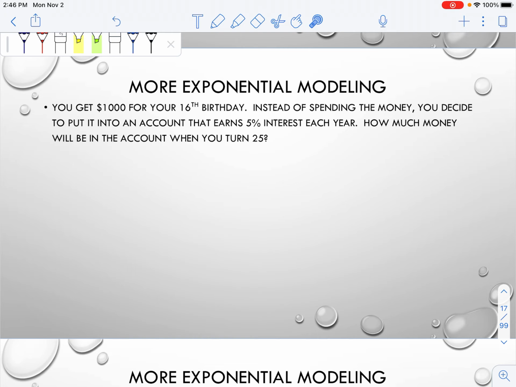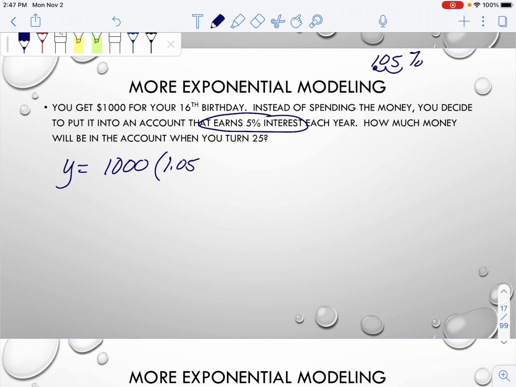Okay, so set it up. Initial value is $1,000. Okay, your multiplier, if you're earning 5% interest, okay, that's 100% plus 5%, which is 105%. Move the decimal 2 places, we get 1.05. Or you could just take 1, which is 100%, plus 0.05 to get your 1.05.